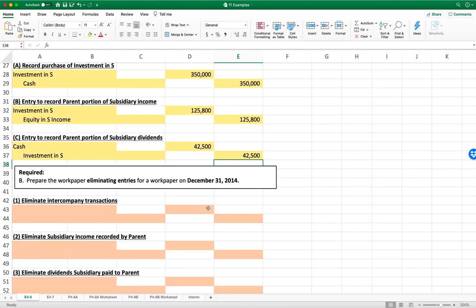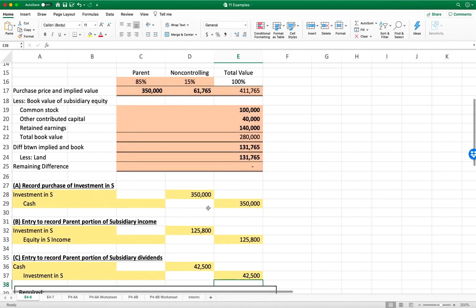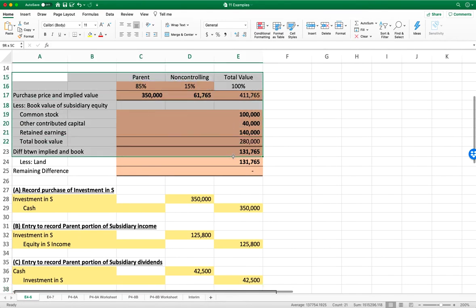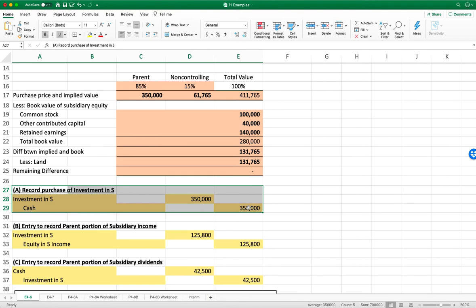Okay, so for part 2, they want us to put together our eliminating entries for our first year end. So last time we were talking about our eliminating entries, we did them as of the date of acquisition. Now time has passed and we're at our first year end. So our computation and allocation of differences schedule is prepared on the date of acquisition and it doesn't change. Then on the date of acquisition, we also prepared our journal entry to record our investment.